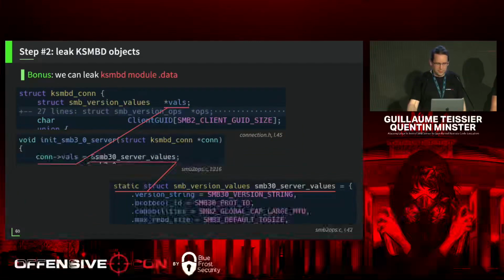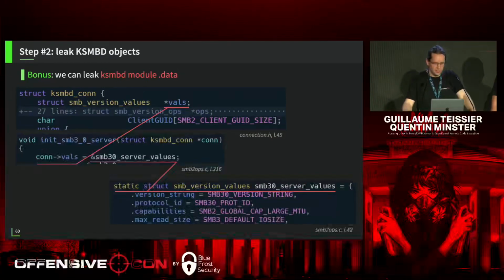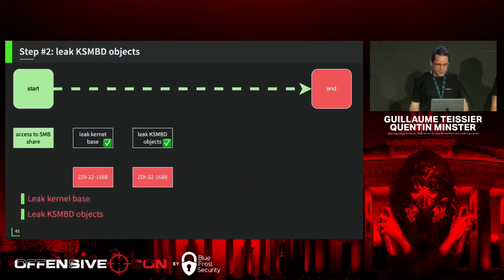And those values contain notably a pointer to KSMBD module static data. So that allows us also to de-randomize the KSMBD load address. That will come in handy later. And so we've done our leaks. Now we can try to corrupt the heap to move further.